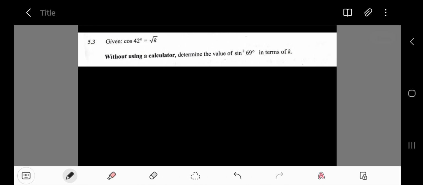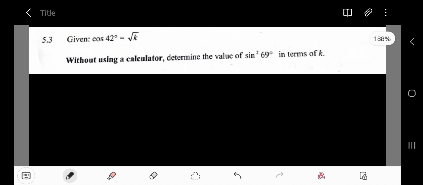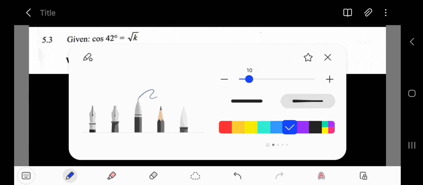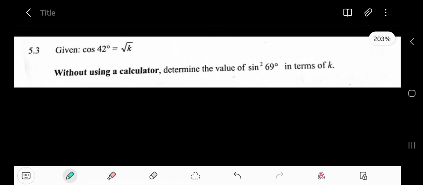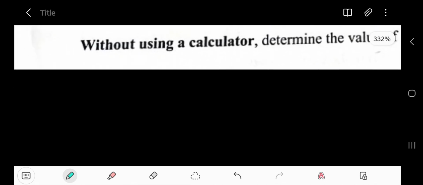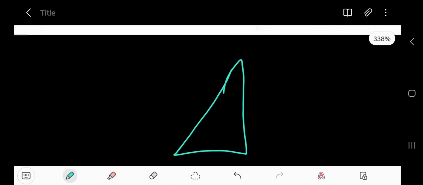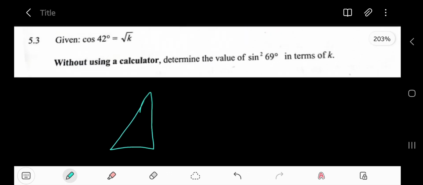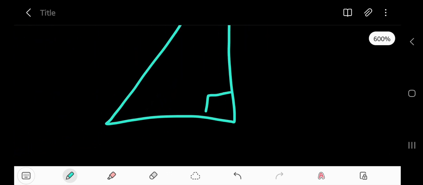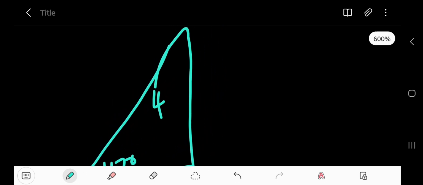Furthermore, 5.3 gives us this question. Cos 42 is equal to the square root of k. Right. So let's try. First instinct that comes to my mind is, let's try and see if we can use a diagram for this question. So obviously, we are going to have it like this. And obviously, the angle that we have is going to be 42. And because this is 42 and the angles in a triangle add up, this is obviously going to be 48.